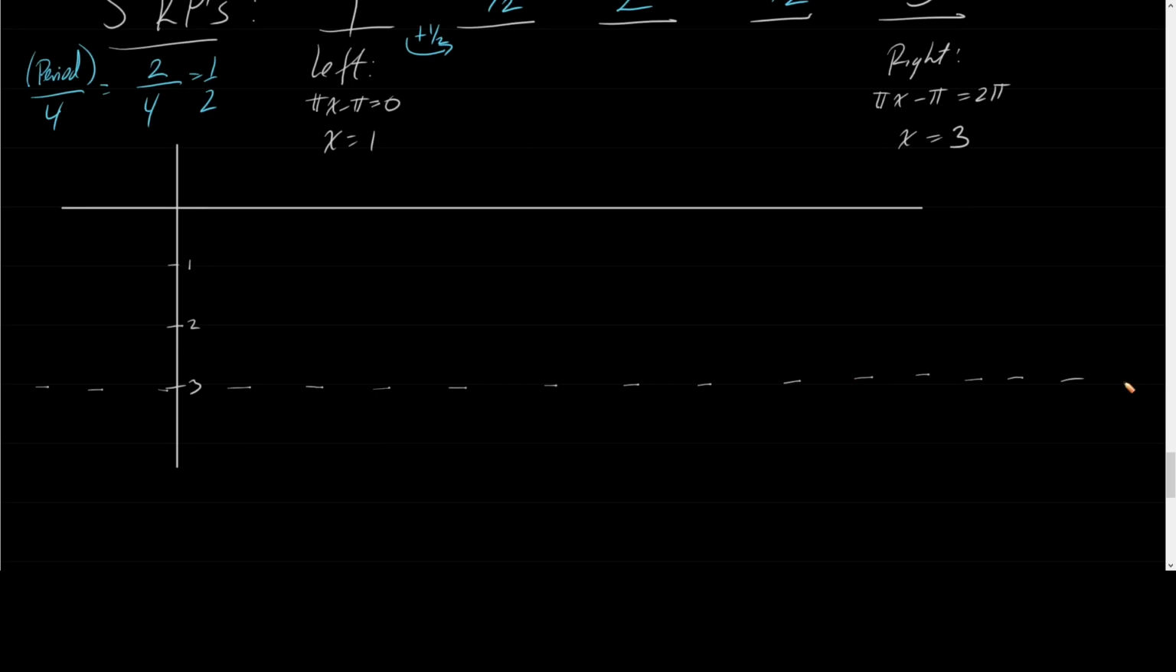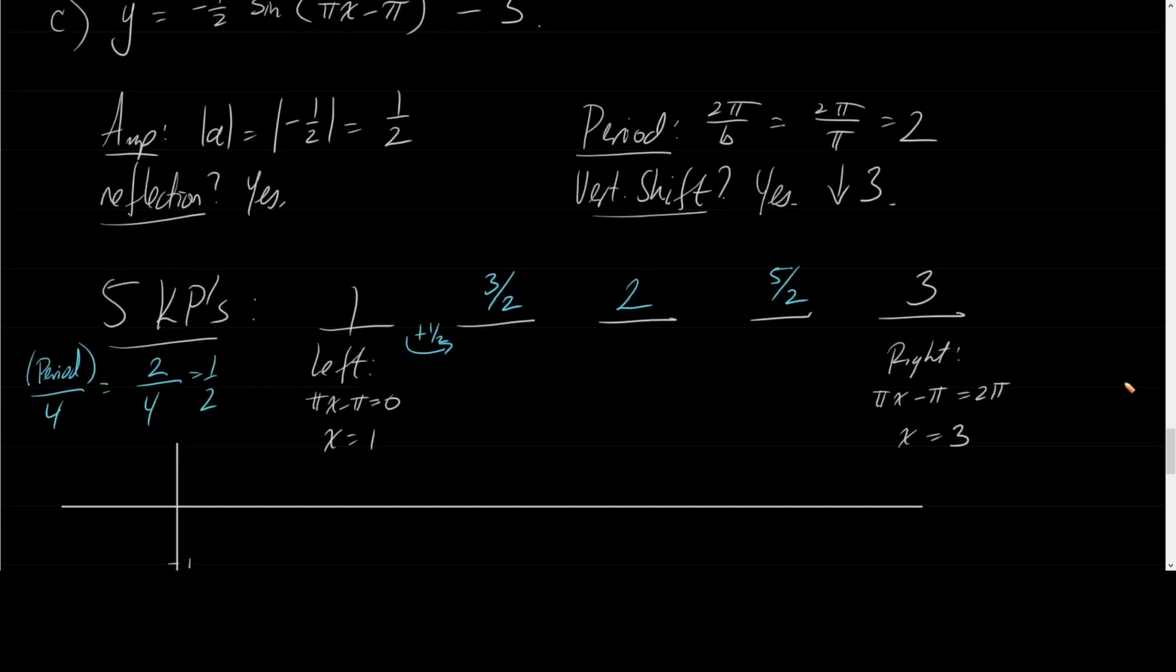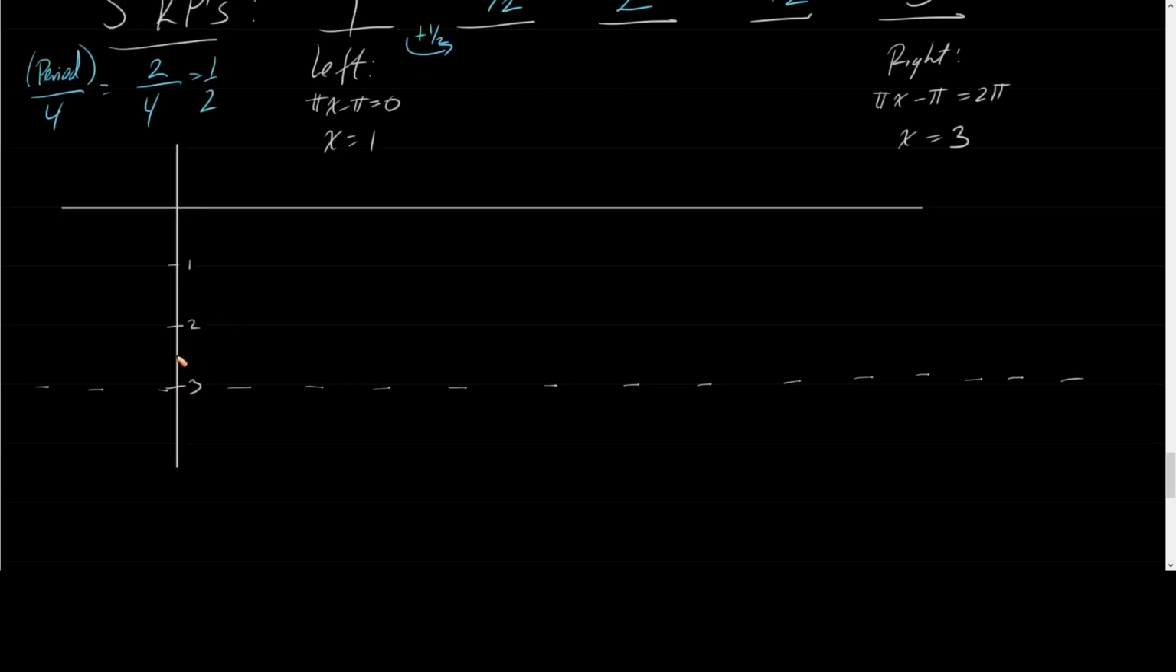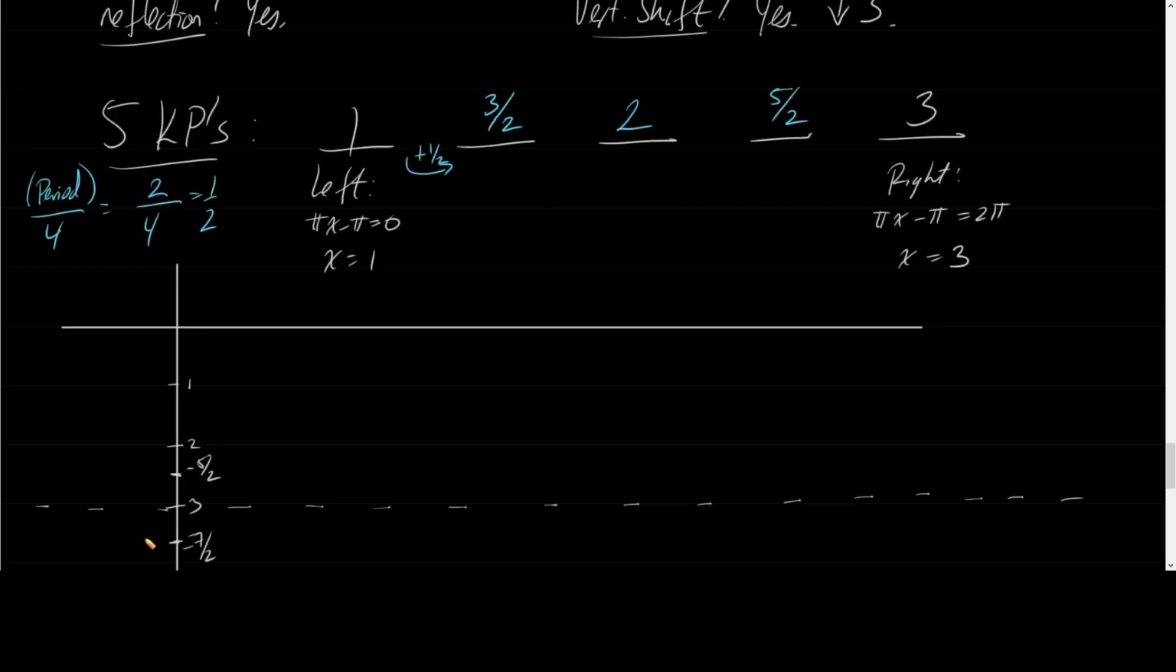All right. What else do we have? Well, we have an amplitude of 1/2. So if -3 is at the middle, the amplitude needs to go up by 1/2, in other words -5/2, and it needs to go down by 1/2, in other words -7/2. What else do we have? We have 5 key points. We have them at 1, 3/2, 2, 5/2, and at 3. So that's 1, 2, 3, and this is 3/2 and 5/2.